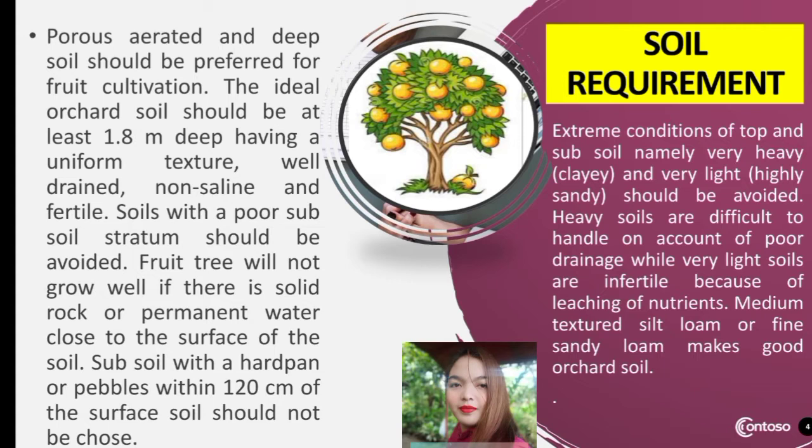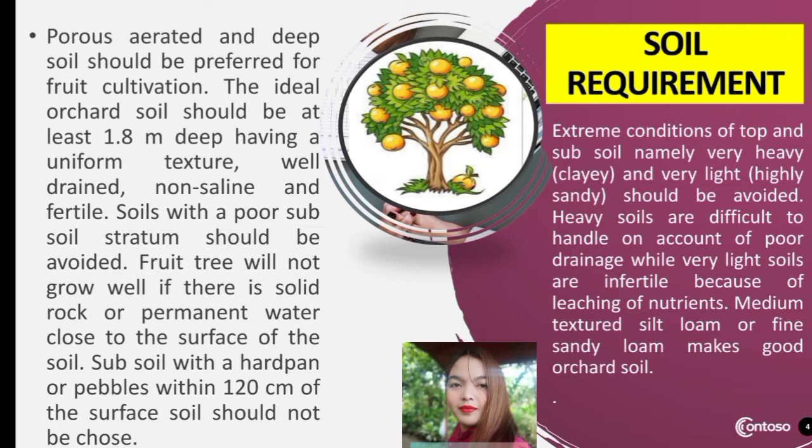Different fruits require different pH of the soil for them to grow well. Medium textured silt loam or fine sandy loam makes good orchard soil. Porous, aerated, and deep soil should be preferred for fruit cultivation. Dapat porous, means buhaghag ang lupa. The water will not leach easily because of too much sand, no?